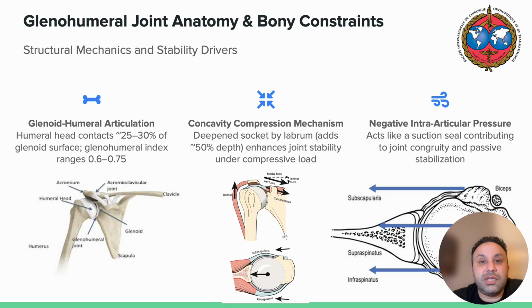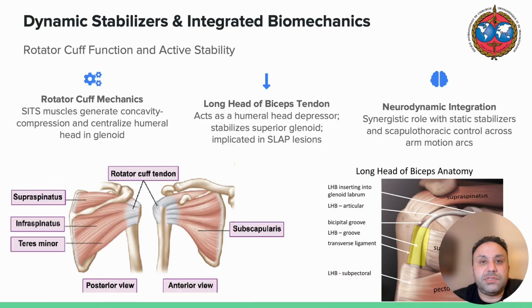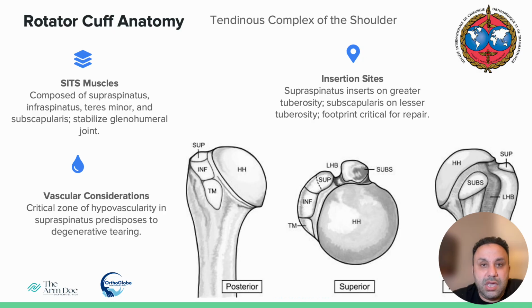Finally, negative intra-articular pressure contributes to stability by creating a vacuum effect. This suction seal enhances the mechanical resistance against distraction forces and underscores the importance of joint congruity even before muscular stabilization is involved. Static stabilizers, as we mentioned, are the ligaments and the labrum, and dynamic stabilizers are the rotator cuff muscles and other muscles working on the shoulder.